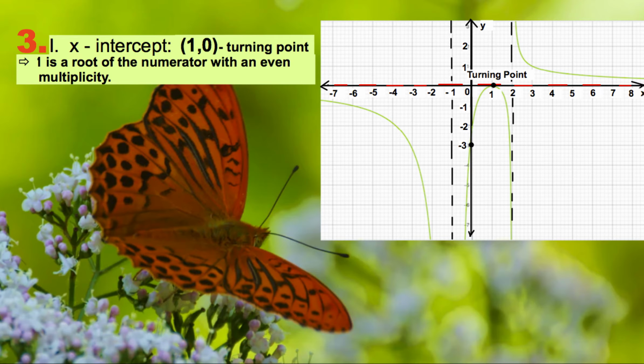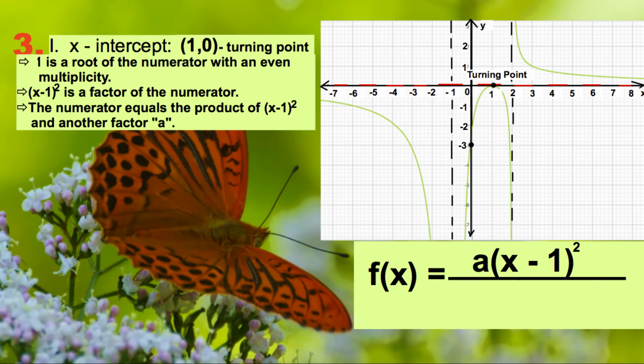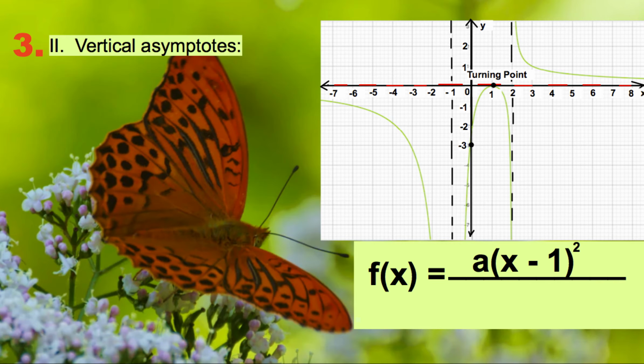Thus, 1 is a root of the numerator with an even multiplicity. Thus, x minus 1, everything squared, is a factor of the numerator. Thus, the numerator equals the product of the quantity x minus 1, everything squared, and another factor a. And we've represented that in our f of x equation.